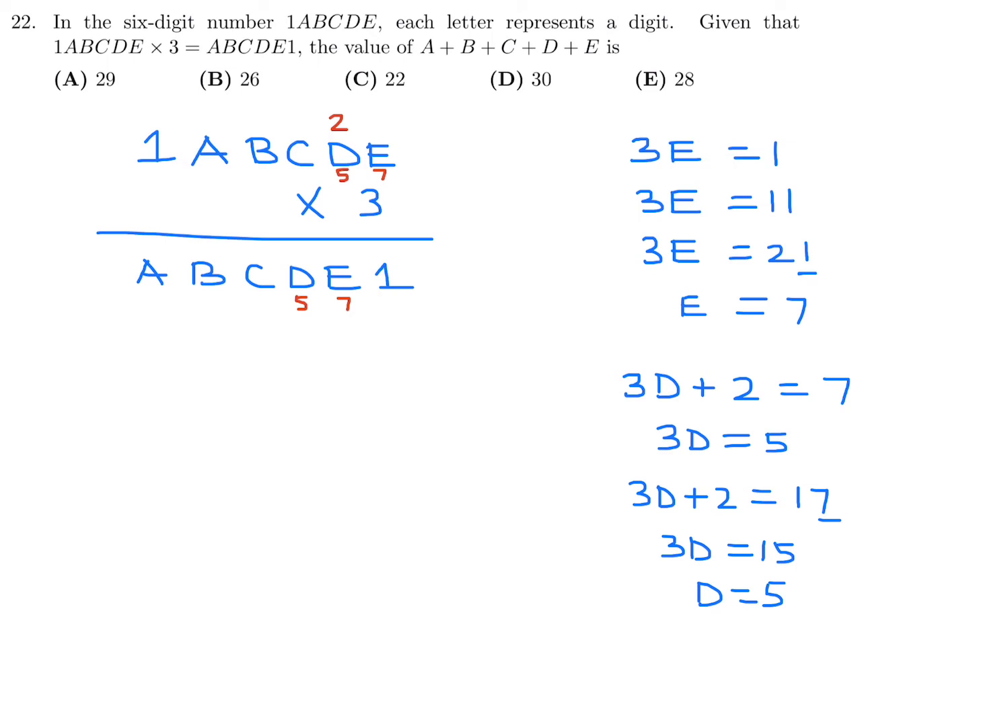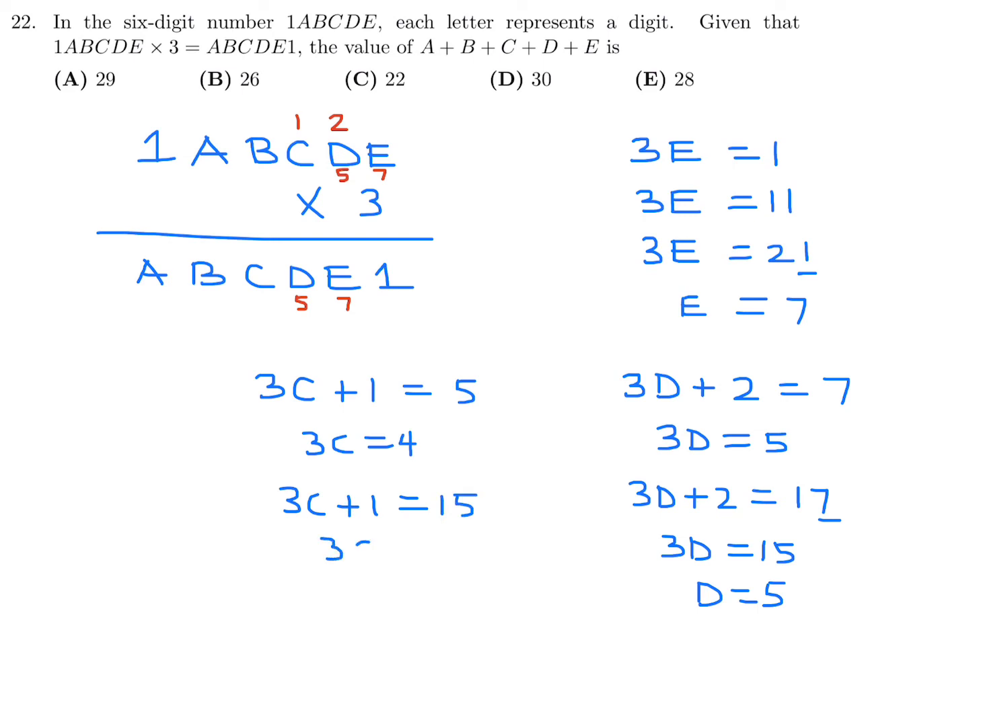And this time there was a carry. 3 times D is 15. And then we had to add the 2, make it 17. So the carry is just a 1. Keep going here. 3C plus 1 is equal to 5. Well, that means 3C is equal to 4. Well, that doesn't work. So 3C plus 1 perhaps is 15.